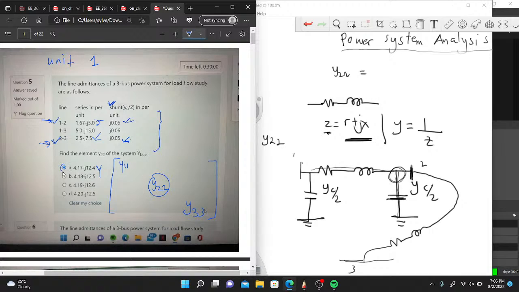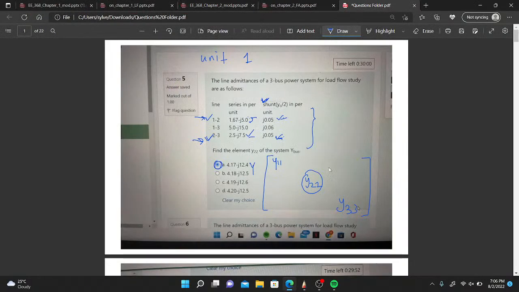So we are getting 4.17 minus J 12.4. So that's it. All right. So that's how you go about it. Okay. Let's move on to the next question.